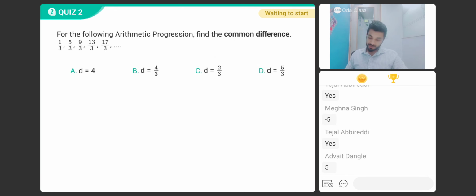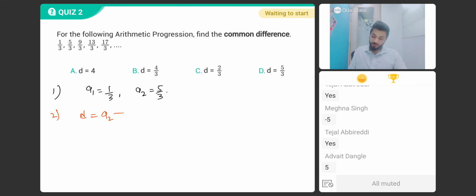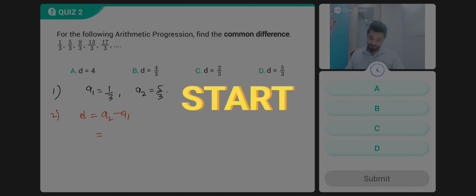Okay, now next question. Again the same question, but the terms are given in fraction form. So no need to worry. थोड़ी सी calculation बढ़ेगी, but we can do it. A1 is 1 by 3 and A2 is 5 by 3. So the common difference D is A2 minus A1. So A2 is 5 by 3. Now you can do this by yourself. I'm starting this.